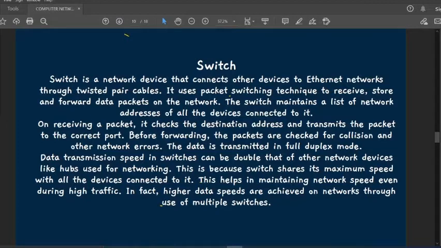Next, the most important networking device, or the basic one, that is the switch. But this switch is a very basic one. It is mainly used for connecting devices. A switch forwards each incoming packet, all the data coming in, only to the port that provides access to the destination system. Here you can see that a switch is a network device that connects other devices to Ethernet networks through twisted pair cables.